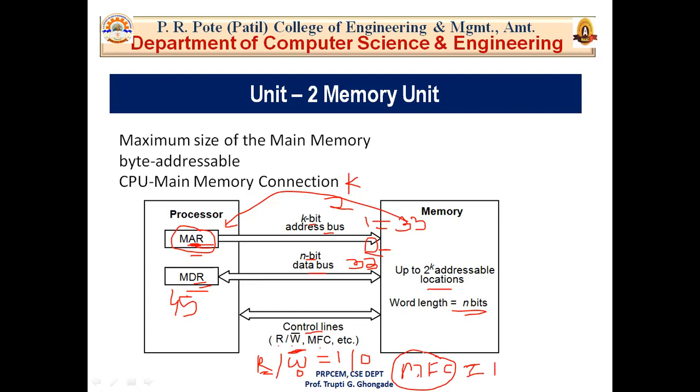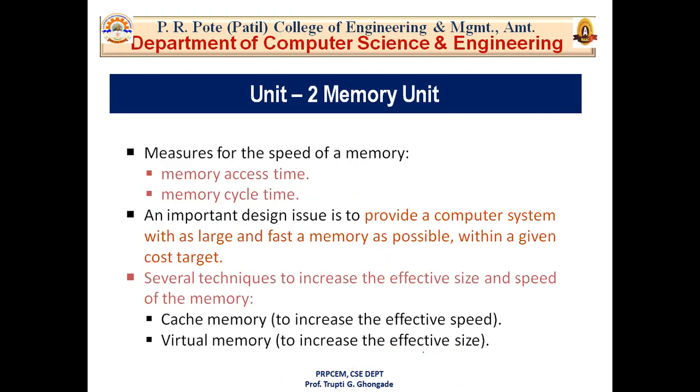Memory access may also be synchronized by using a clock, or it may be controlled by special signals that control transfers on the bus, using the bus signaling scheme. There are some terms that we use in the memory unit, like memory access time, memory cycle time, cache memory, and virtual memory. Now we will see all of them one by one.